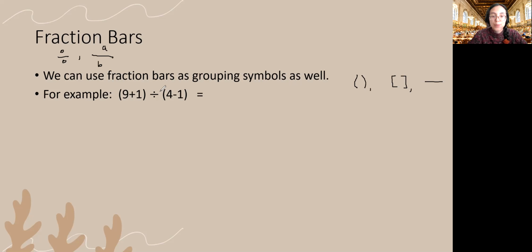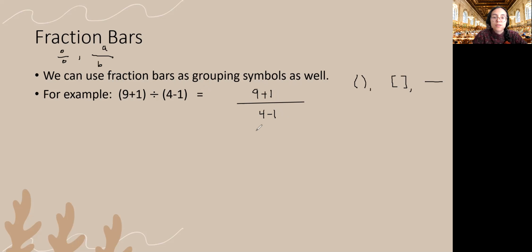So for example, we have 9 plus 1 in parentheses, and this is divided by 4 minus 1 in the parentheses. So we're going to write this out using a fraction bar. Let me see if I can draw a straight line here. Okay. So we're going to write this. Remember, this 9 plus 1 is divided by this, so this will go on top. So we're going to write 9 plus 1 divided by 4 minus 1.